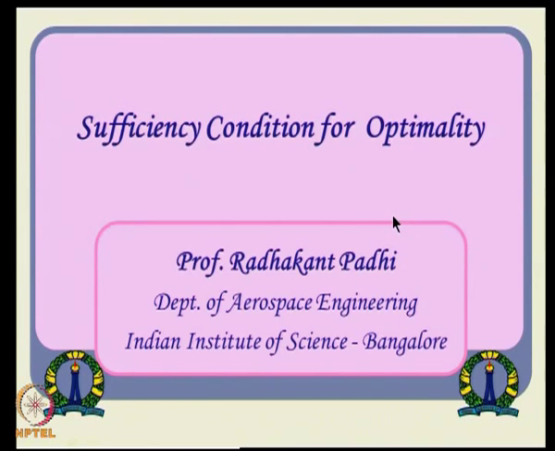Now, before ending this lecture, we will just touch upon this idea of sufficiency condition. You must have been curious enough because all the way we have been talking about necessary conditions. But what about sufficiency conditions? Also remember, the sufficiency conditions are for local optimum only. We are not talking about global at all here. But still, what are the sufficiency conditions after the necessary conditions are satisfied?